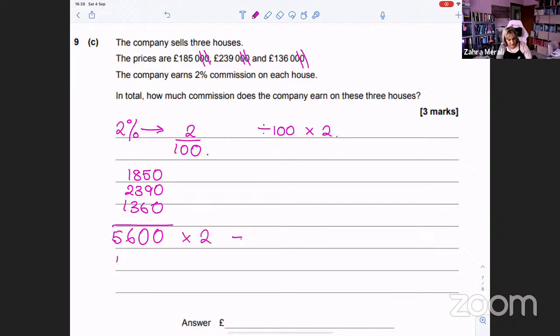And then 2 times 2, because we're doubling it. So 56 times 2 gives you, so 50 times 2 gives you 100. 6 times 2 gives you 12. So we've got 112 and our 2 zeros. So altogether, the commission is 112,000.